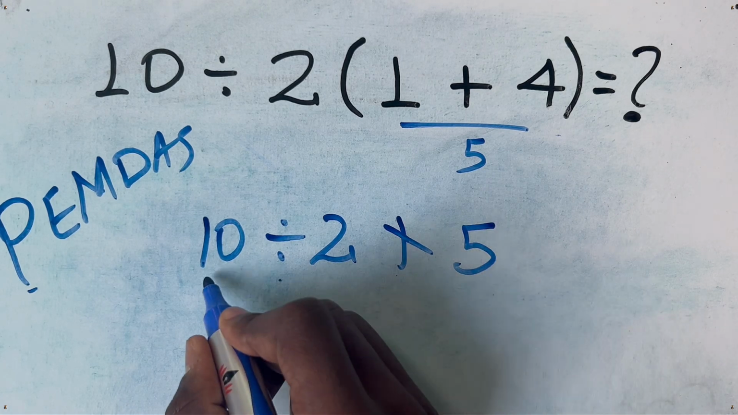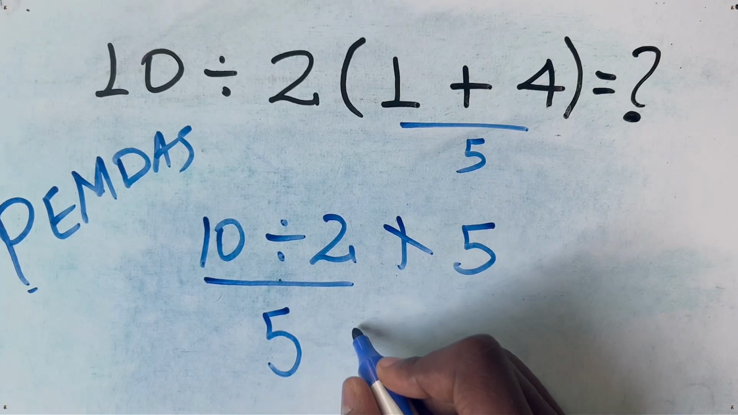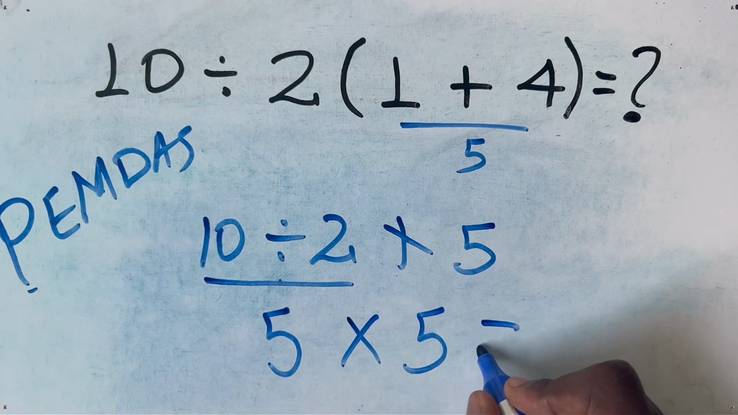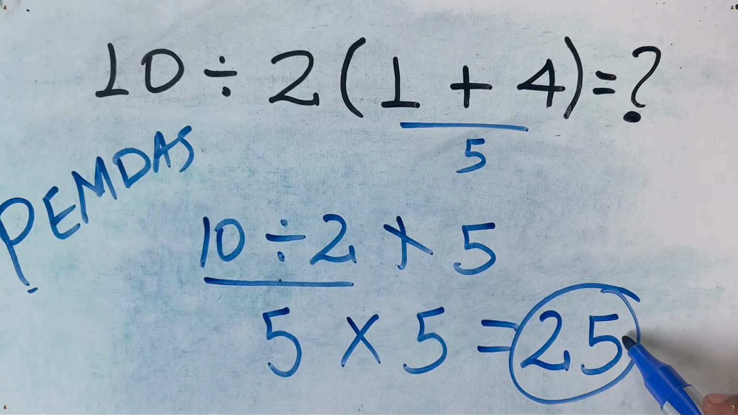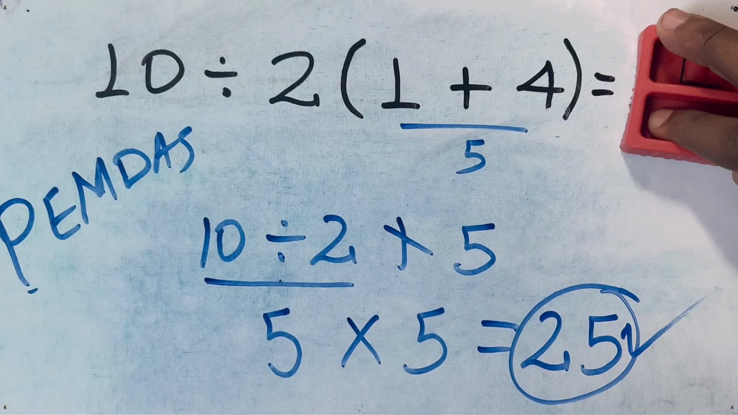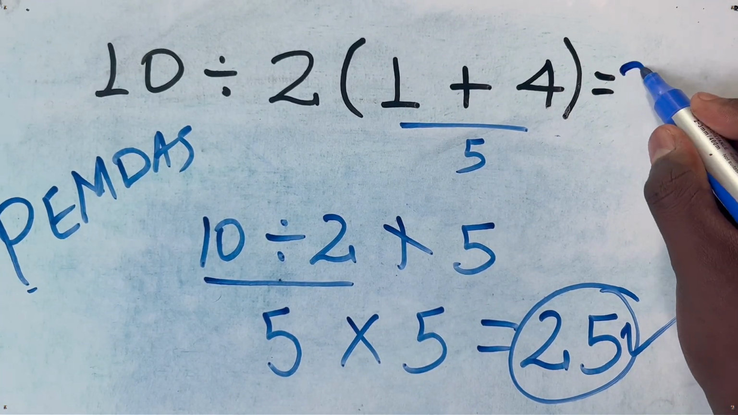So here, first 10 divided by 2 is 5. So we have 5 times 5, which is 25. So the answer is 25. Therefore, the correct answer will be 25.